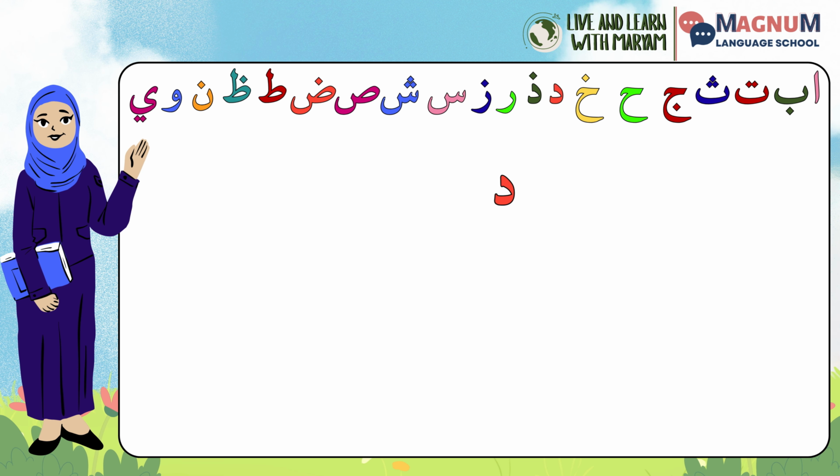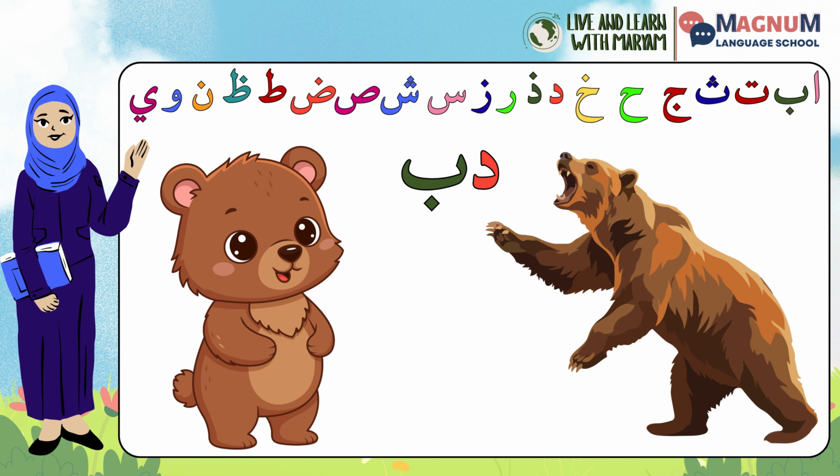Now, let's pick Daal and Ba. Daal is in the beginning, taking the isolated shape, and because of this, the Ba cannot connect and must stand completely alone in its full boat shape, which is the isolated form. This word is Dub. Dub means beer.